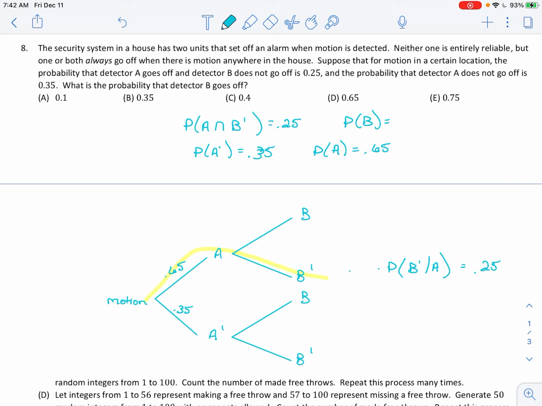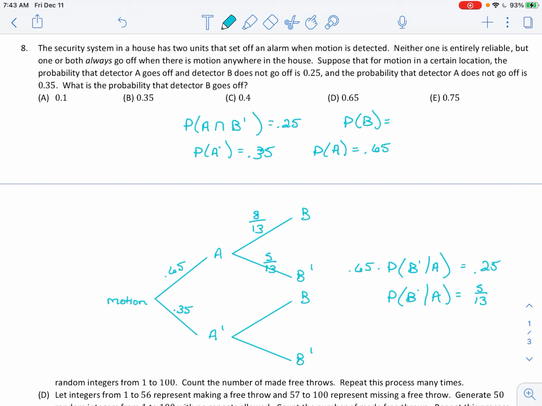I know that that's 0.65. So I can solve for what's missing on that branch denoted with that equation, with that symbolism. I could divide those two: 0.25 divided by 0.65. It's a non-terminating decimal, so maybe I should use a fraction: 5 out of 13. That way I'm not rounding. So I know that there's a 5 in 13 chance of this branch happening, which leaves me 8 out of 13 for this branch.